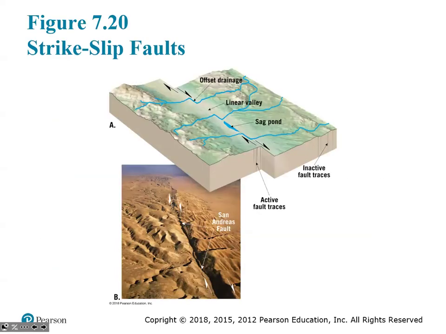Some of the interesting things that can happen with strike slip faults is you can get what's called offset drainage and weird funny things going on, where if you have a stream that was crossing the fault and the two sides move, the stream can get offset. You get a linear valley along that slipping zone of the fault. And you can get areas that are sunken in and flood and form sag ponds. So this is a strike slip fault. You can see how things get offset.